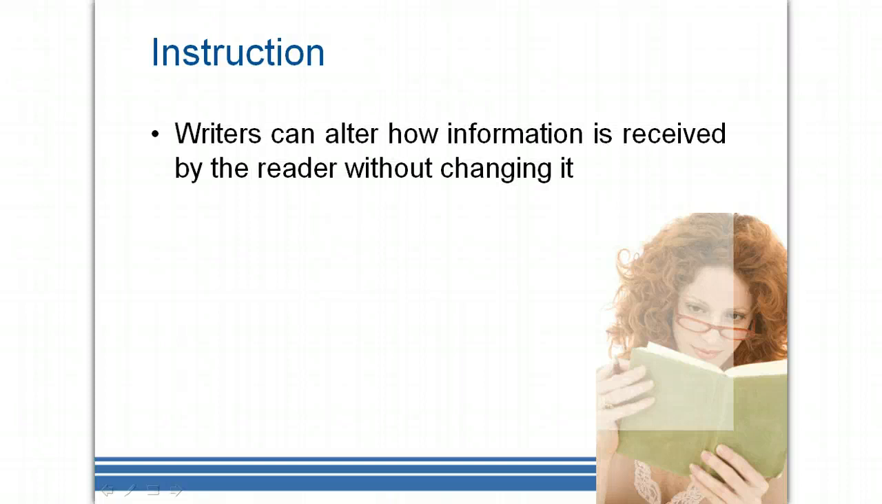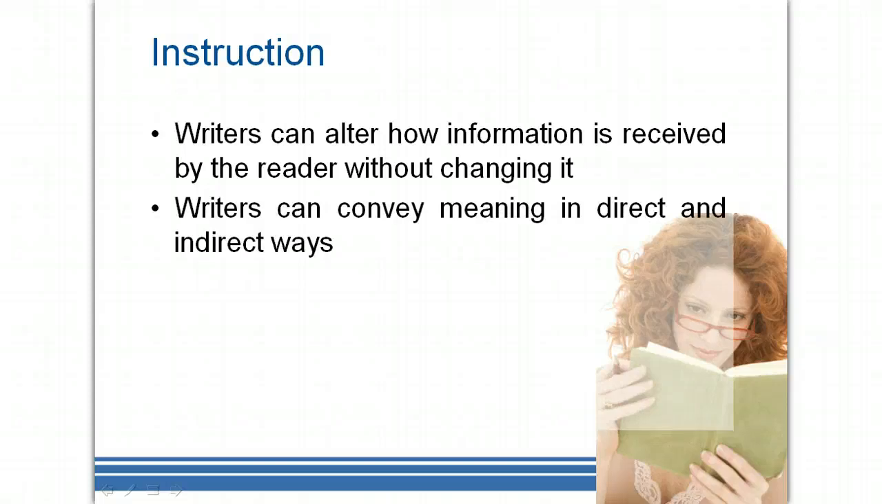Word choice and tone can alter what conclusions we draw from the text. Writers can alter how information is received by the reader without changing the information itself. Word choice and tone can make a big difference in how the information of the text is received by the readers.